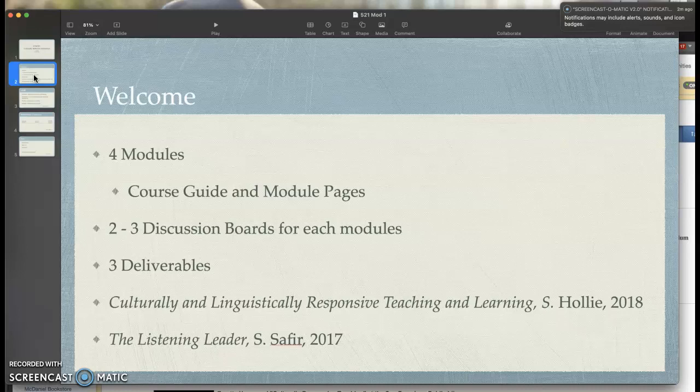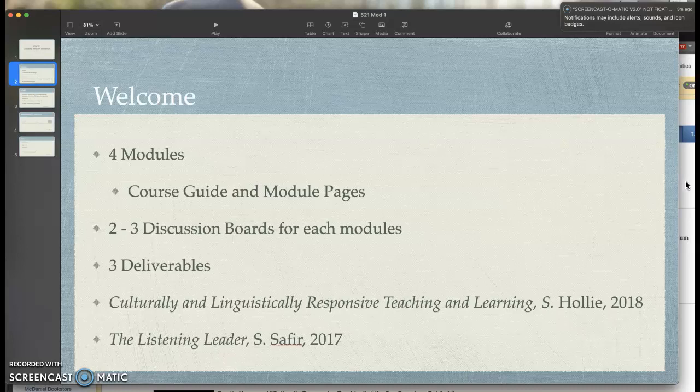A small one in this first module, a little bit bigger one in the second module, and then in the third and fourth module we'll work on an instructional assignment as well. There's 2 texts for this course, Culturally and Linguistically Responsive Teaching and Learning by Holly, and the Listening Leader. The Listening Leader you'll use again in ETM 525. If you haven't gotten those 2 texts, make sure that you do. They're available from the McDaniel bookstore.